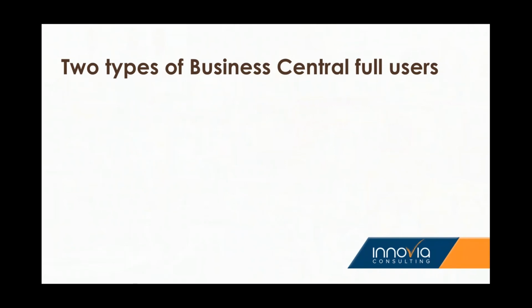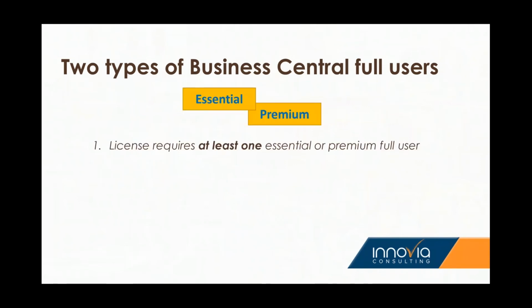Okay, these two levels, essential and premium, dictate what functionality you get. And at least one essential or premium full user license is required to run Business Central. This is because all the inherent functionality required to set up the system, access all the tables, and do any kind of administrative work is housed in a full user license.